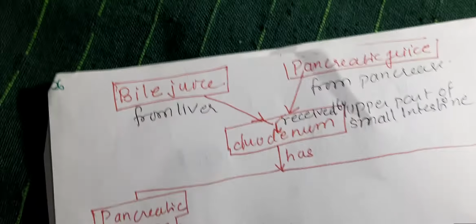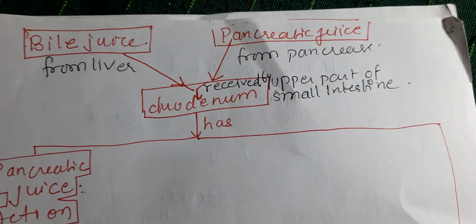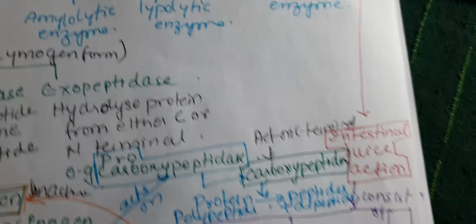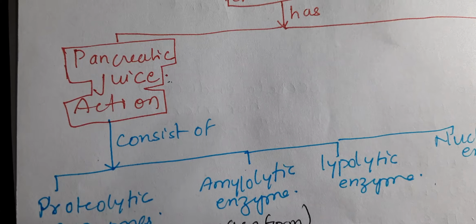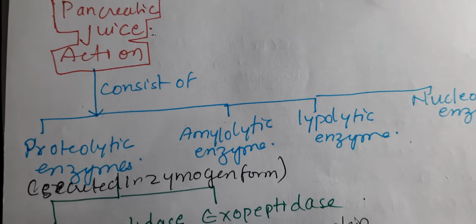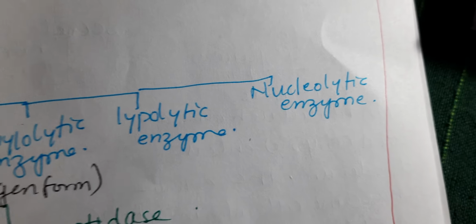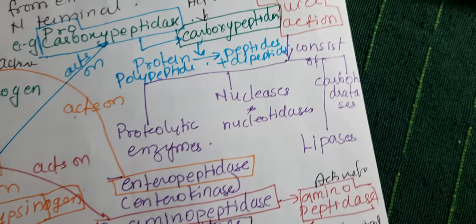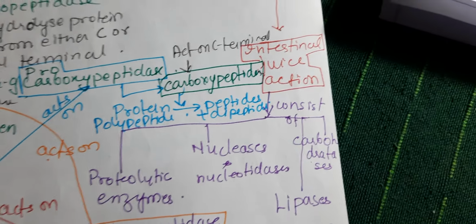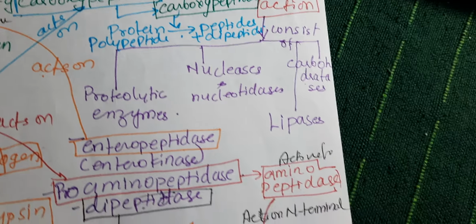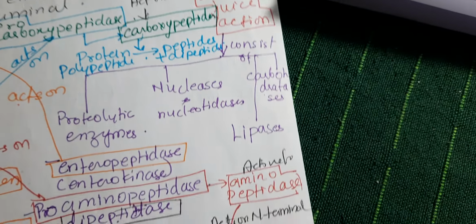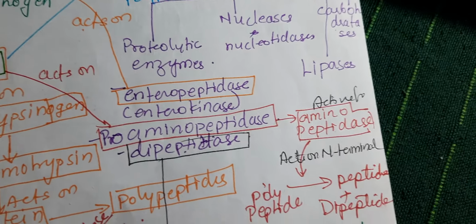Okay, so the duodenum has the secretion from the liver and pancreas, and it has pancreatic juice and intestinal juice. So first let's see pancreatic juice action. Pancreatic juice consists of proteolytic, amylolytic, lipolytic and nucleolytic enzymes, and the same enzymes, proteolytic, amylolytic, lipolytic, are also present in the intestinal juice, but the enzymes are different. Okay, so if you see, their action is different.